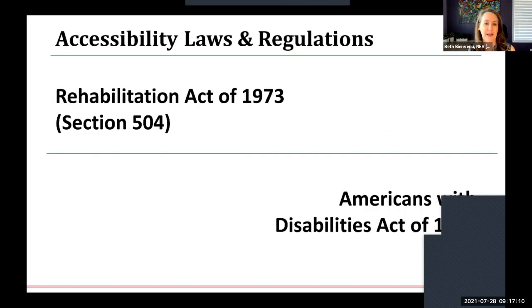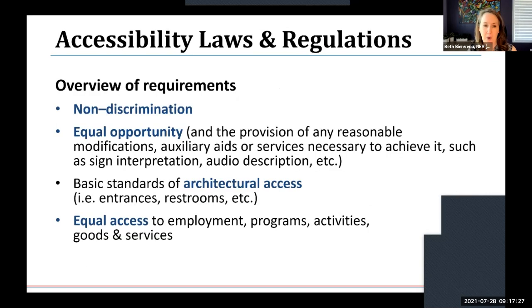So the two laws that you're probably aware of that govern accessibility for arts organizations are the Rehabilitation Act of 1973, namely Section 504, and the Americans with Disabilities Act of 1990. And just an overview about both of them.